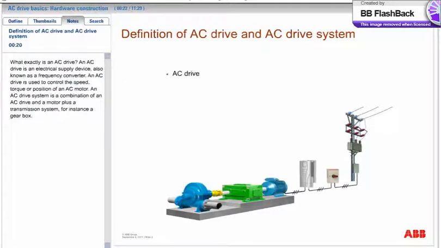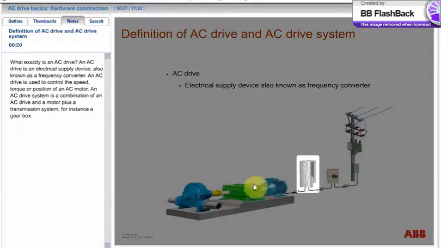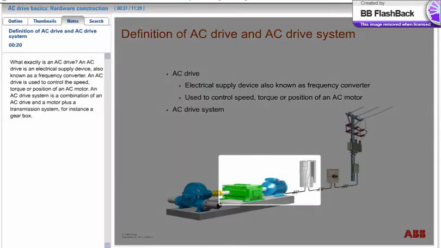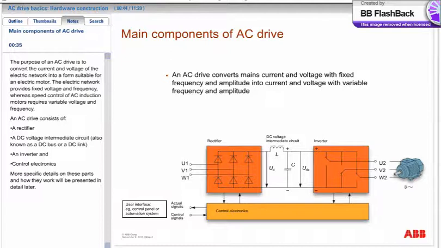What exactly is an AC drive? An AC drive is an electrical supply device, also known as a frequency converter. An AC drive is used to control the speed, torque, or position of an AC motor. An AC drive system is a combination of an AC drive and a motor, plus a transmission system, for instance, a gearbox. The purpose of an AC drive is to convert the current and voltage of the electric network into a form suitable for an electric motor. The electric network provides fixed voltage and frequency, whereas speed control of AC induction motors requires variable voltage and frequency.